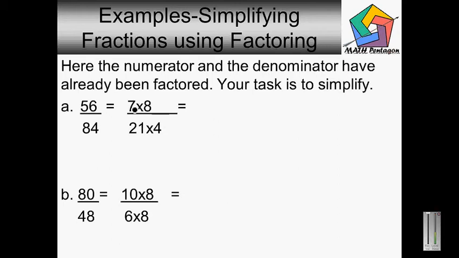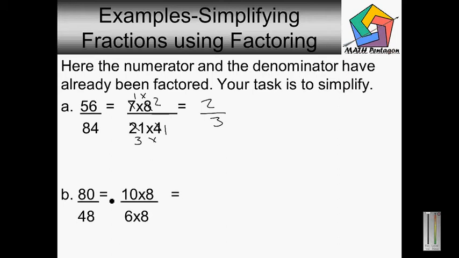So 7 goes into 7 1 time, and 7 goes into 21 3 times. So now we have 1 over 3. Now let's see, 8. We just look at 8 and 4 and pretend that's just a fraction right there. So 4 goes into 4 1 time, and 4 goes into 8 2 times. So now we have 1 times 2 and 3 times 1. So 1 times 2 is 2, and 3 times 1 is 3. So our final answer to this would be 2 over 3. Okay, let's go to the next example.